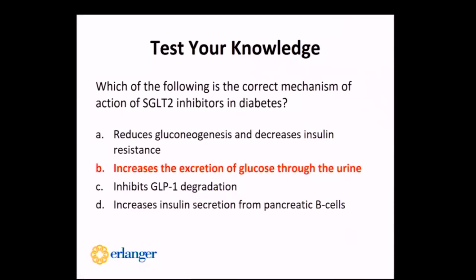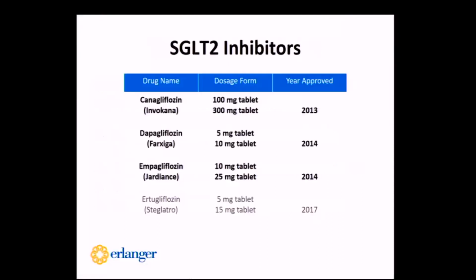B, correct. So the other three are related to other diabetes medications, but SGLT2 inhibitors specifically in diabetes work by increasing the excretion of glucose through the urine, and we'll talk a little bit more about this later.